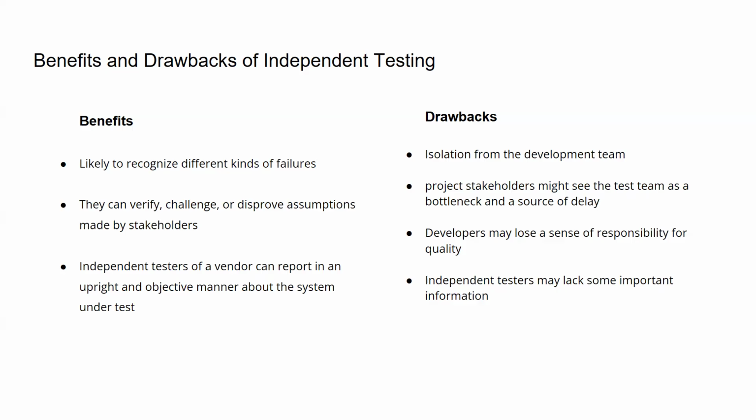Independent testers may lack some important information. When it comes to an outside party, most of the companies will not provide their internal source code or internal application access to the outside party, right? So that outside party may lack in-depth knowledge of the application. That can happen, right? So that kind of a drawback is there. So those are the main benefits and drawbacks when it comes to independent testing.